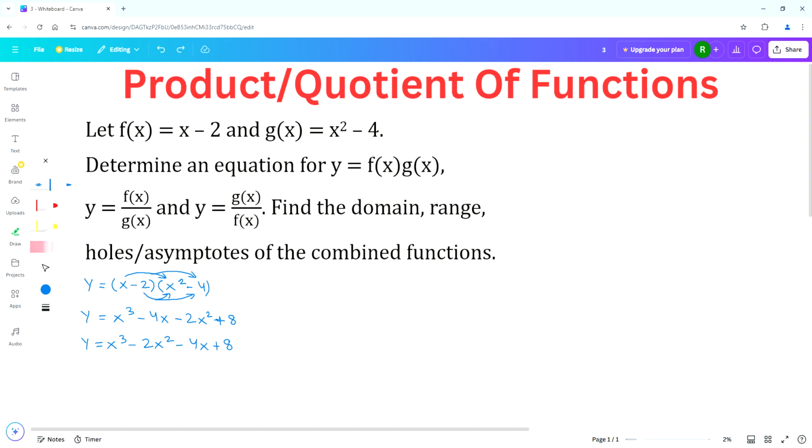This is a polynomial function. It has an odd degree. The degree is equal to 3 and the leading coefficient is positive. So the end behavior for this polynomial function is quadrant 3 to quadrant 1. So the domain for this function is x ∈ R. There is no restriction on the domain. In interval notation, the domain can be written as negative infinity to positive infinity.